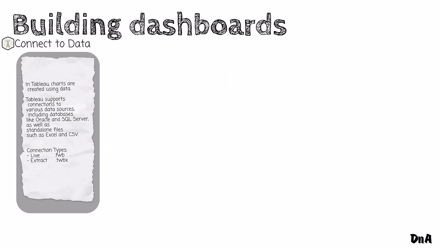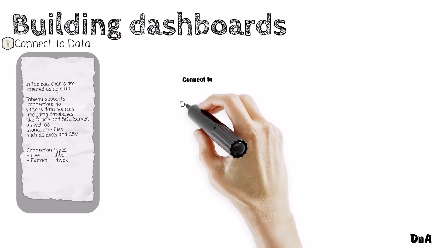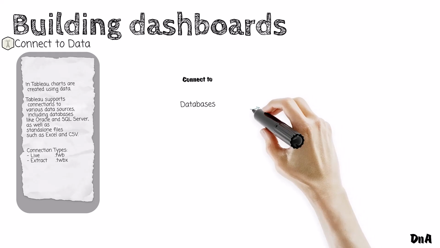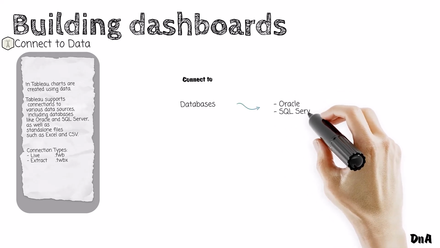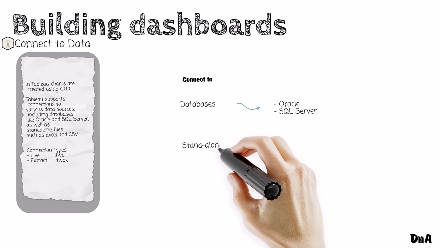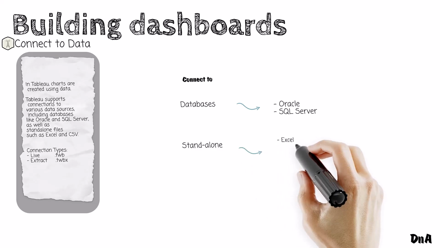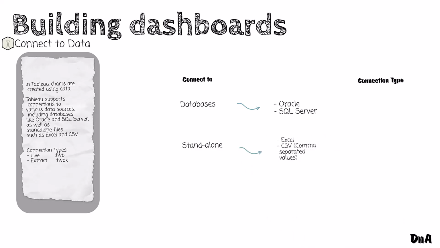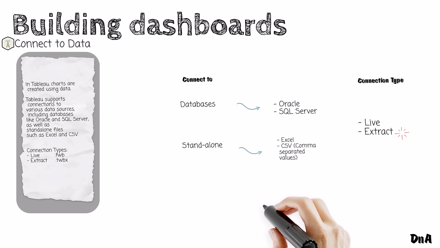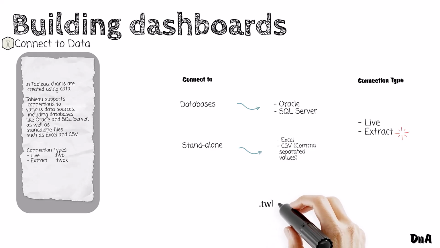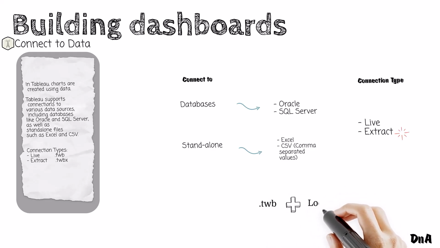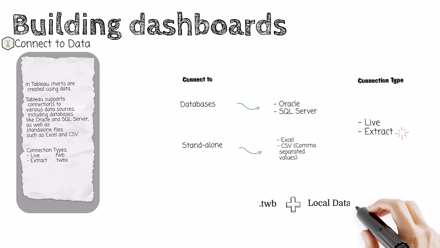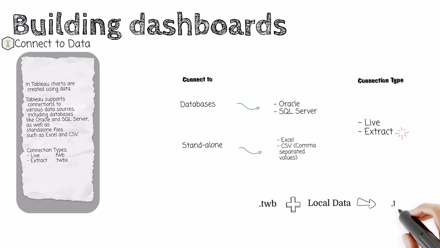Tableau supports connections to various data sources, including databases like Oracle and SQL Server, as well as standalone files such as Excel and CSV. Tableau allows 2 ways to connect to data: live and extract. For this exercise, we are using Extract. This option bundles together the Tableau workbook and any associated local file data sources, creating a file with extension .twbx.